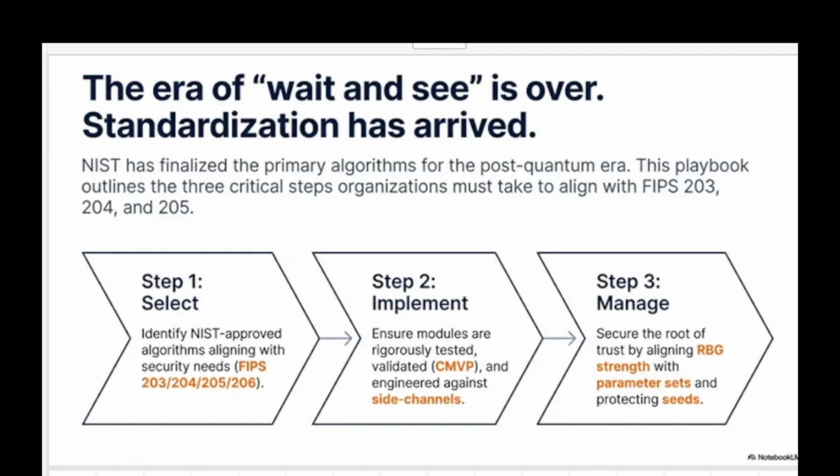Slide 2, the three-step framework. The past of wait and see has ended, as NIST has now finalized the primary algorithms for the post-quantum future. Organizations must now focus on three critical phases: select, implement, and manage. This phased approach ensures that transition efforts are both mathematically sound and operationally viable.